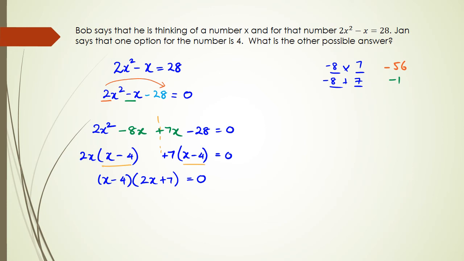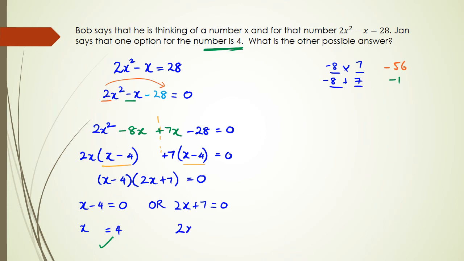Sorry, let me say that again. One of these brackets has to equal 0 for this equation to be valid. So we've got x minus 4 equals 0, or 2x plus 7 equals 0. In the first case, we've got x equals 4. And guess what? That is what our first option was, because it actually says number 4. We've done that part. So we need to look for the second number.